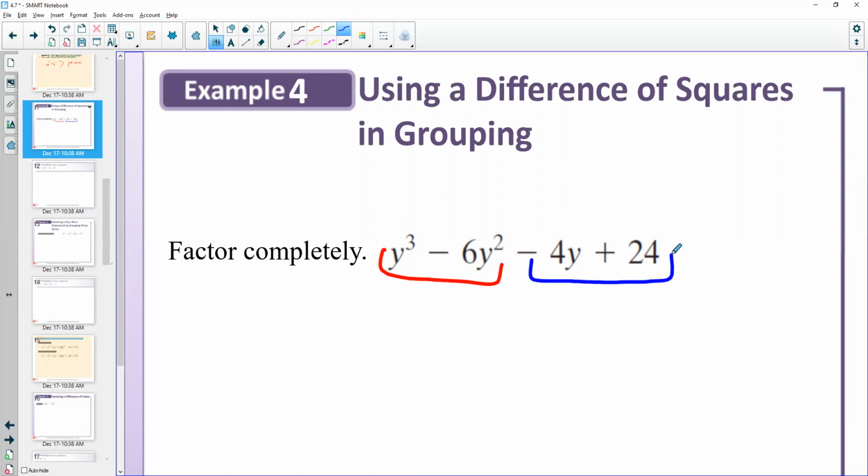Well, in the first group, I can take out y squared. All right. I'm left with y minus 6. In the second group, I can take out negative 4, right?